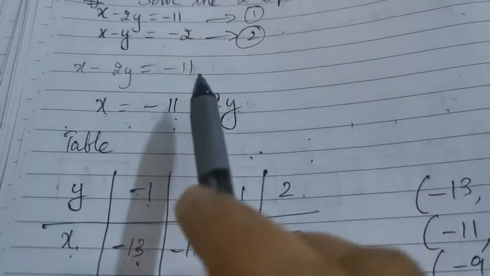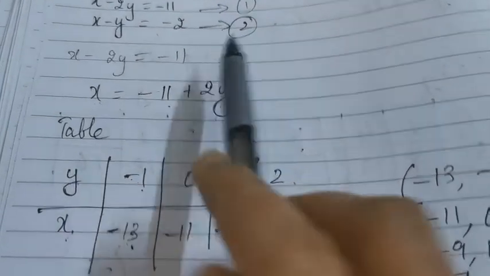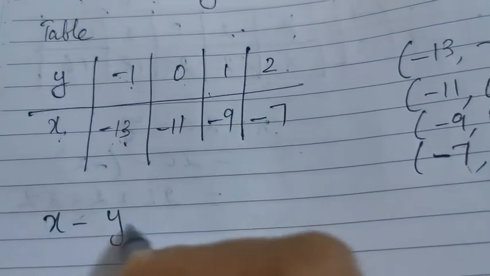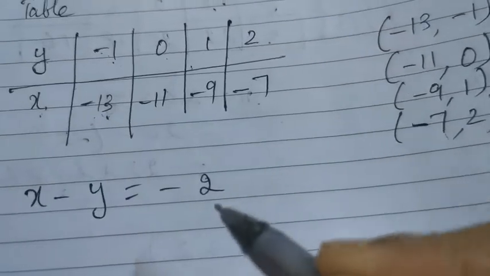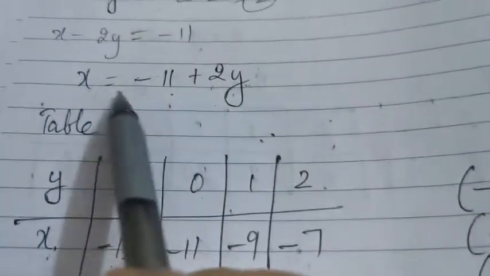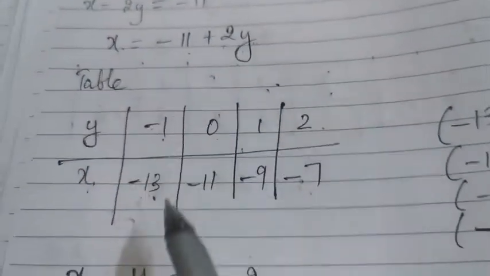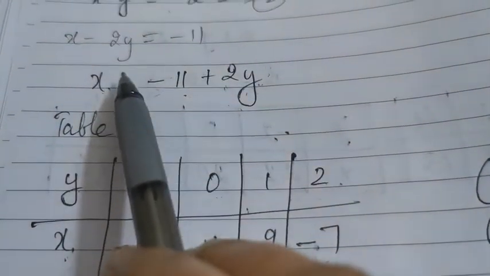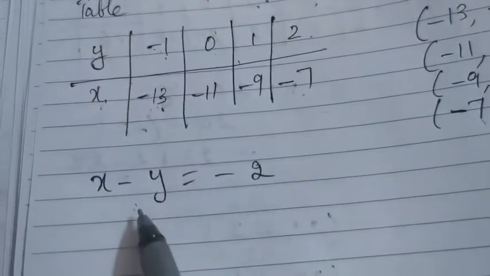Now the same thing we will repeat with the second equation. Now my second equation is x minus y is equal to minus 2. In the same way, if I had found the value of x here, in this equation also I will find the value of x. If I had found the value of y here, I will follow the same.